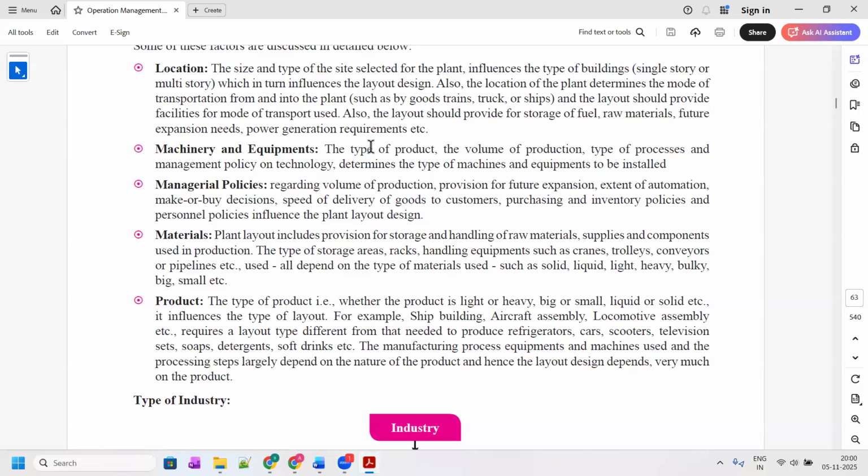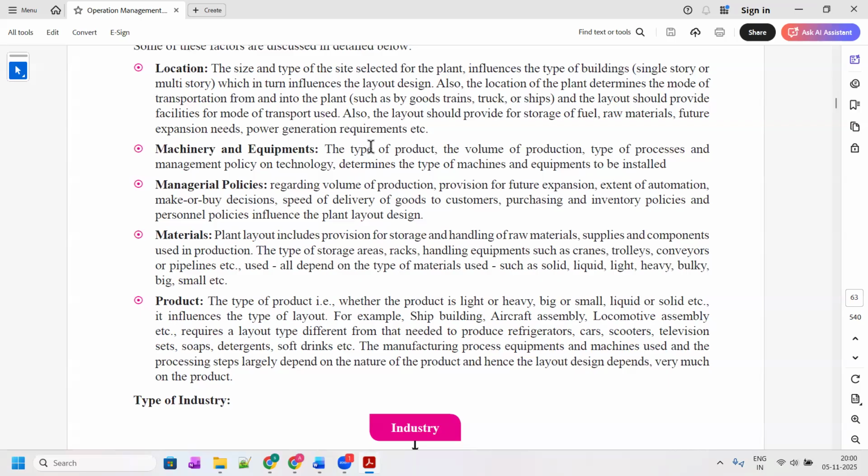Then we can talk about materials, where the layout must include space for raw materials, components and supplies, depending on the type of material. It can be solid, liquid, gas, light or heavy, bulk or small items. Proper areas of storage, racks, conveyors and handling equipment need to be included here. So those parameters we discuss under materials.